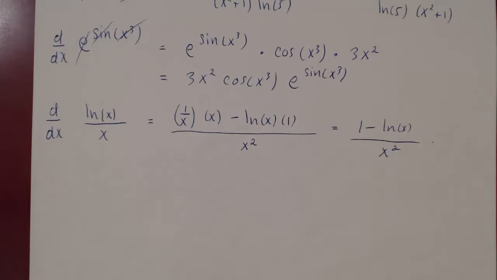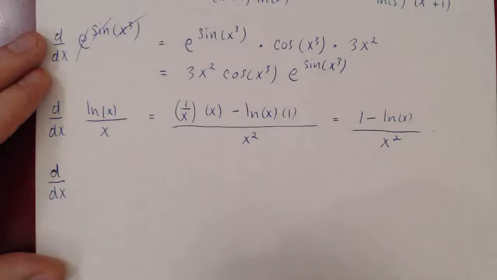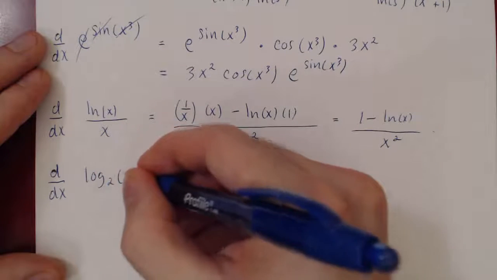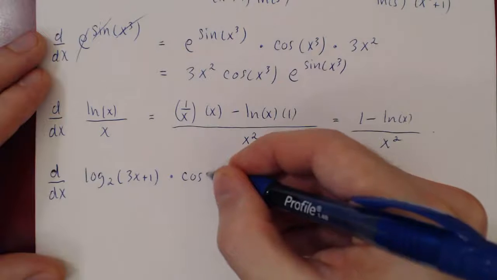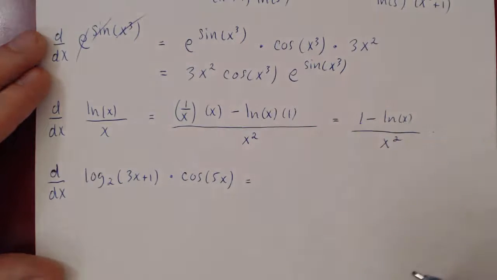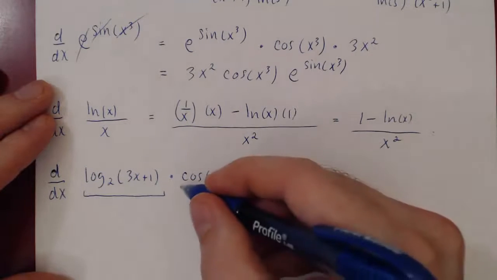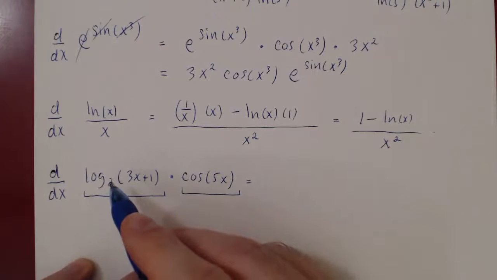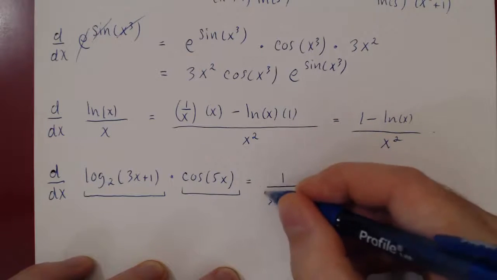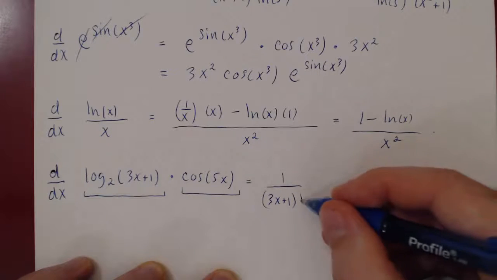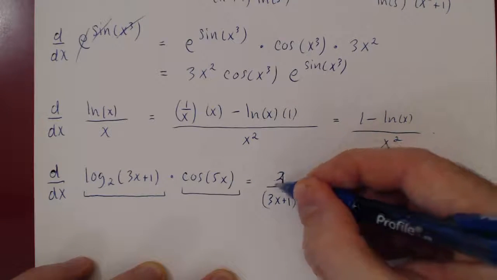What if we have a product rule involving, say, another logarithmic function? So what if we had the derivative of, say, log base 2 of 3x plus 1 times, say, cosine of 5x? Well, we have a product, so we have to use the product rule. The first function is the logarithmic function base 2 of 3x plus 1. The second is cos of 5x. Derivative of the first function. We differentiate the log, so we get 1 over the argument, 3x plus 1, times the ln of 2. Chain rule times the derivative of 3x plus 1, which is 3. I can put the 3 on top.